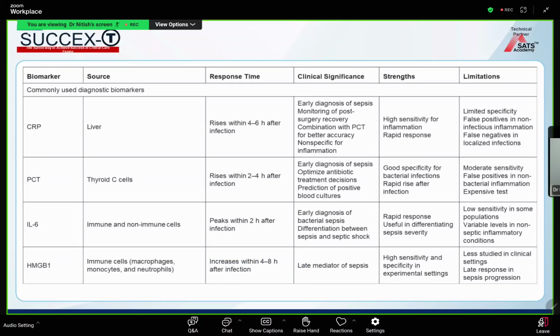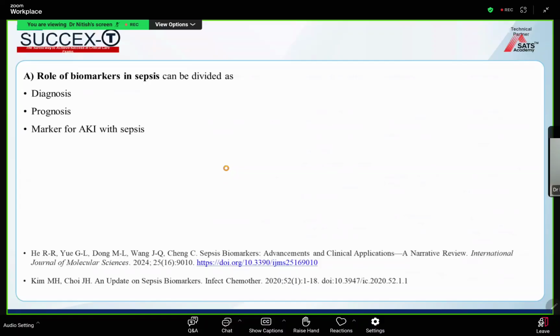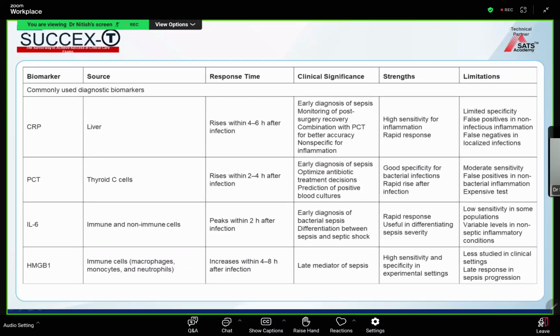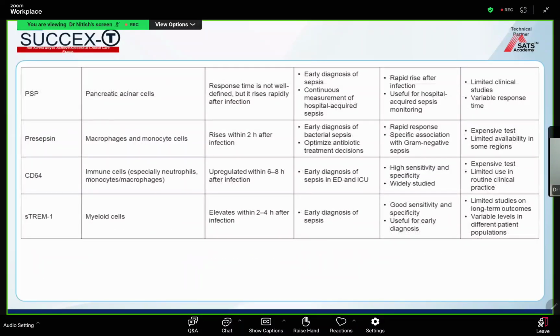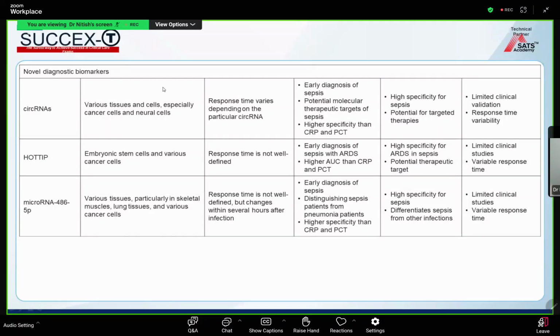So these are the common biomarkers that we use for diagnosing sepsis. This is for your reference. Of course, I've shared the article, so I'm not going to explain each of those. The commonly used biomarkers are CRP, procalcitonin, IL-6, then HMGB1, presepsin, CD64, sTREM-1, and there are also some novel diagnostic biomarkers like circulatory RNAs, HOTTIP, and so on.